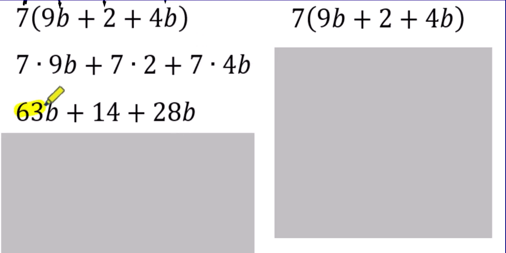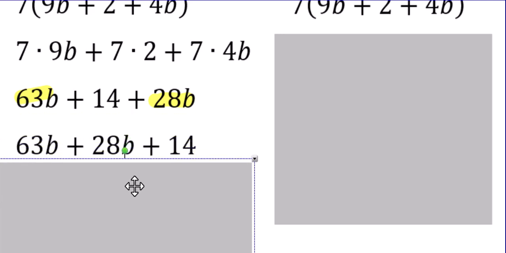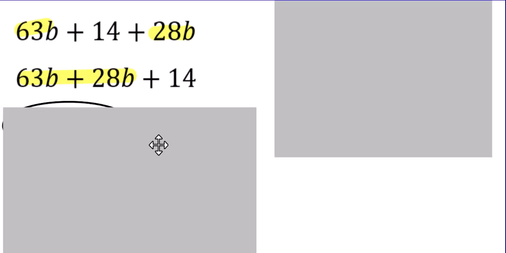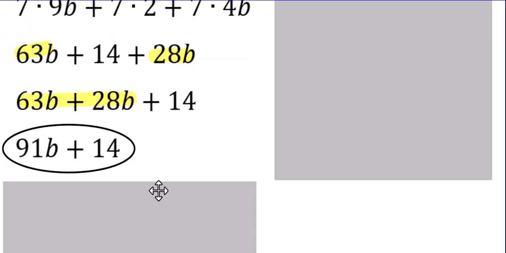My like terms here are 63b and 28b, so I'll put those side by side in my next step. So I've got 63b plus 28b plus my constant of 14. Remember, a constant is just a number that's by itself. 63b plus 28b will get us 91b, and we'll get a solution of 91b + 14.